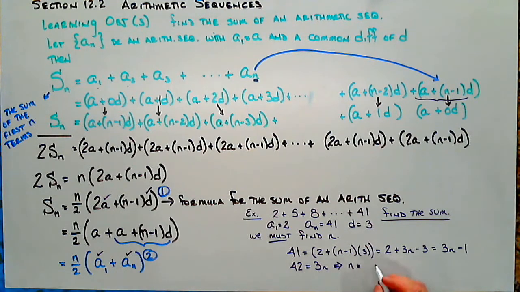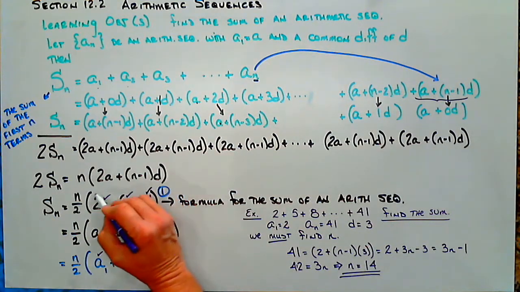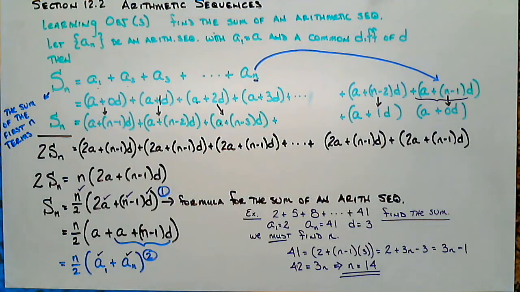right? 3 goes into 4 once, a remainder of 1. 3 goes into 12, 14. So n is 14. Now, why did we need that? Well, because if we go back to our formulas, we needed it here and here in this version of the formula, and we needed it here in this version of the formula. Now, which version do you use? Whichever one you like the best. In this case, since we knew the last term, we could use this version, right?